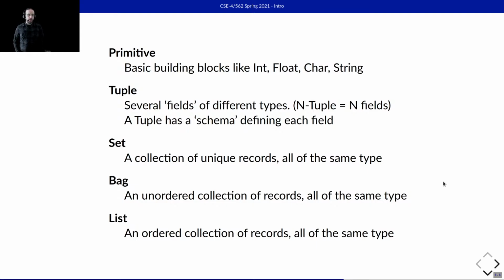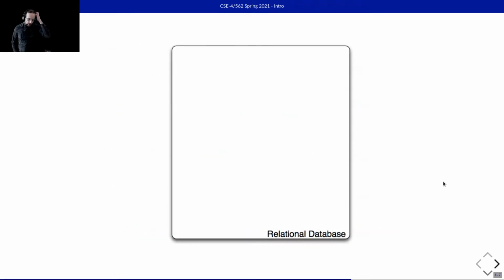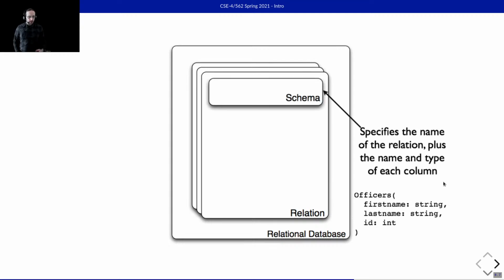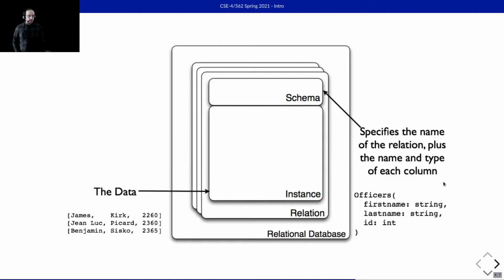So it's like a bag, but here we're going to assign an individual order to those elements. How does this fit into a database? Well, a relational database consists of a set of relations, or more commonly, these are referred to as tables. And each relation has a schema, which defines the type of the elements in that relation, as well as names for each individual element. And it contains an instance. The instance is just a fancy way of referring to the actual data in the relation or table.